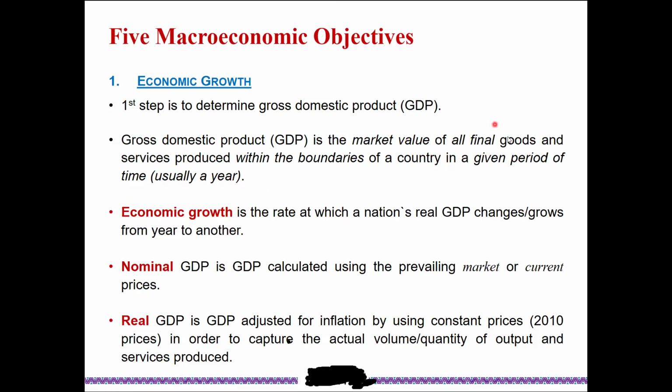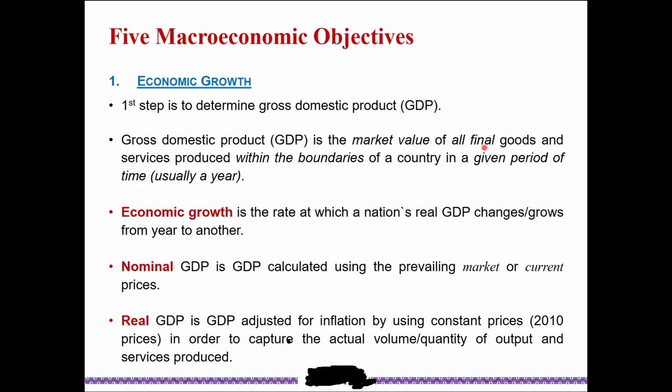right, of all final goods. So final goods is telling us that they measure all the final goods that have been produced, not intermediate goods. Remember, we have final goods and we also have intermediate goods, right? So in calculating GDP, they only include the final goods.